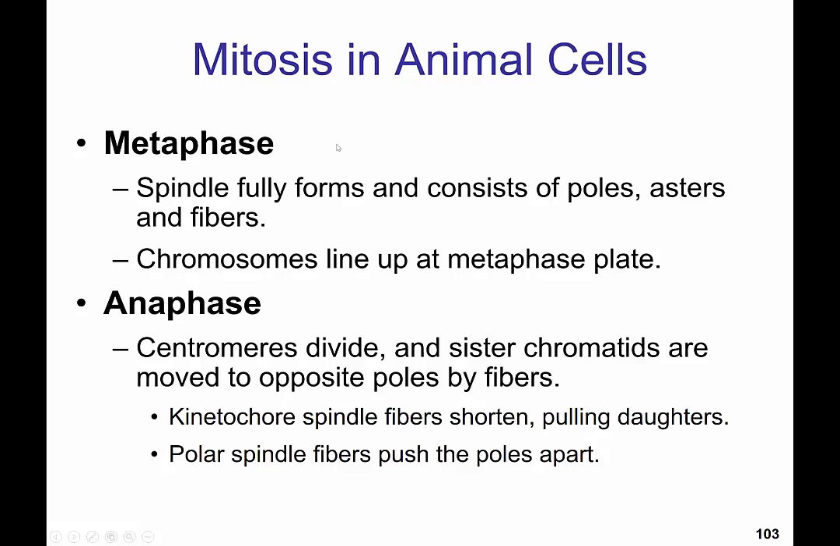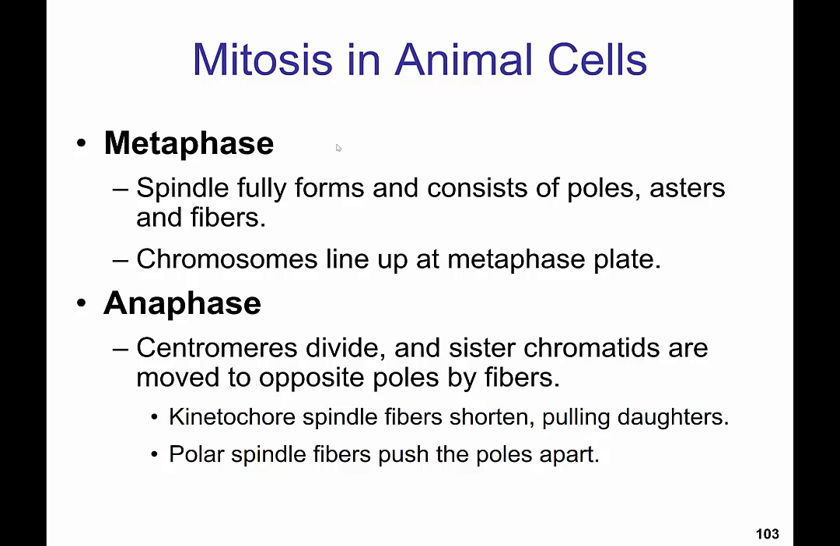During metaphase, meta meaning middle, the spindle fully forms and consists of poles, asters, and fibers. As we just mentioned, the chromosomes line up at the metaphase plate. During anaphase, the centromeres divide and sister chromatids are moved to opposite poles by fibers. The kinetochore spindle fibers shorten, pulling those daughter chromosomes to opposite ends of the cell. Polar spindle fibers push the poles apart.